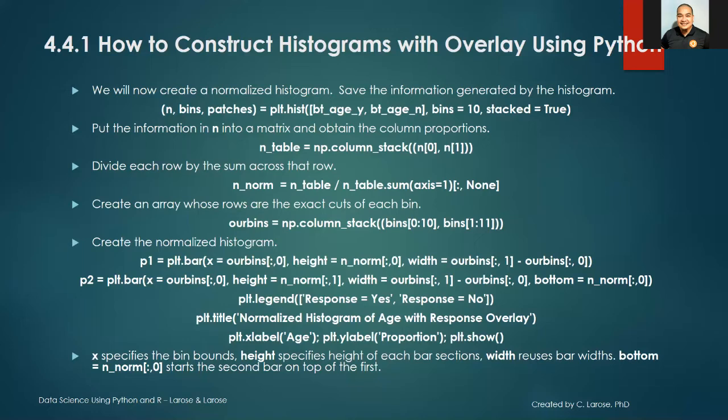To calculate what proportion of the bar is accounted for by each variable, we need to divide each row by the sum across that row.